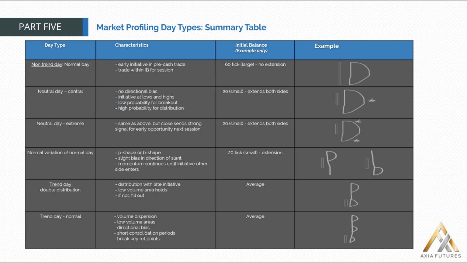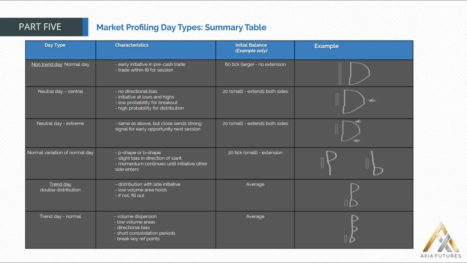Remember, we had non-trend days, which included normal days, neutral days with a central or a relatively normal close. We then had the neutral day with an extreme close. We then have the normal variation of a normal day, and then the 2 trend days being traditional and double distribution.